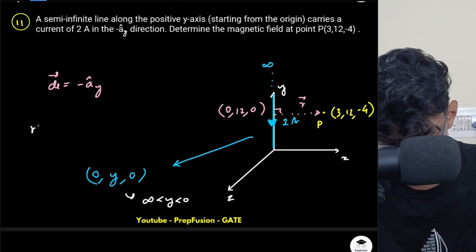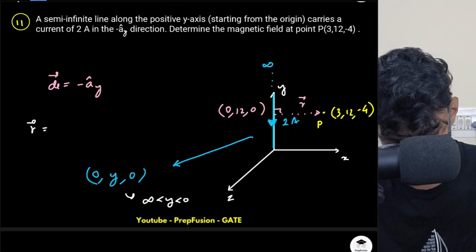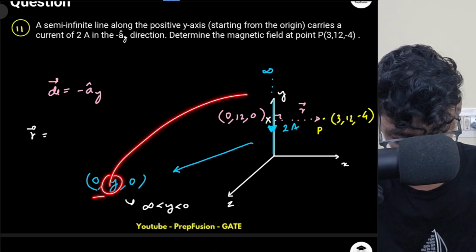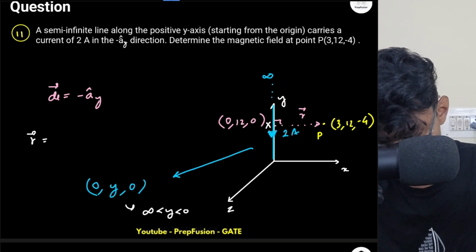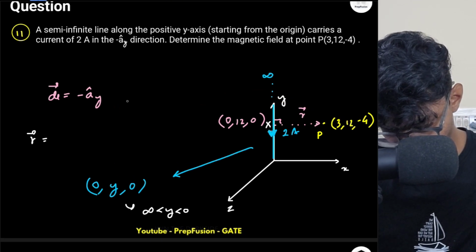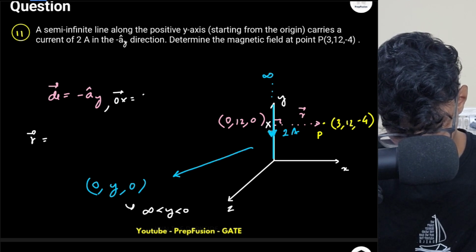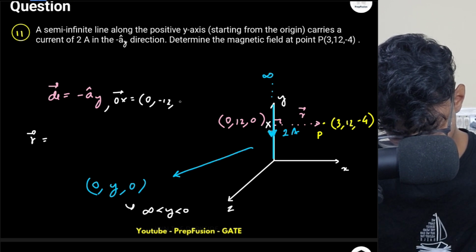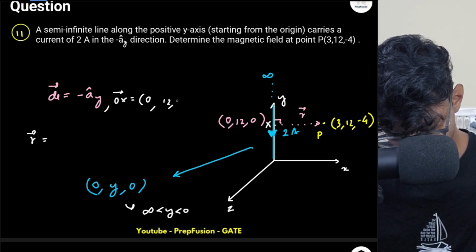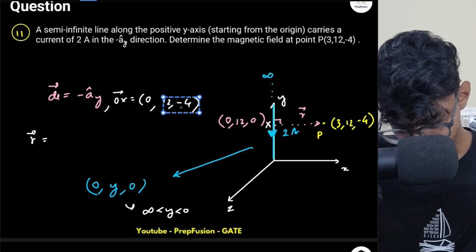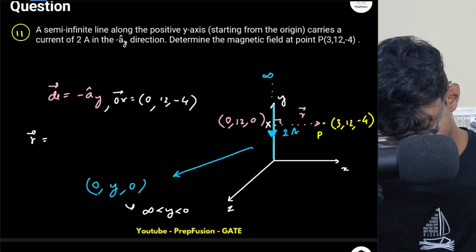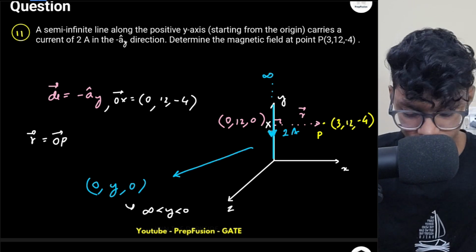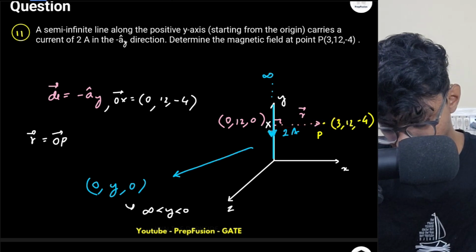So now what will be my r vector? Let's assume this has some position x. So x will always be equal to 0, and this y will be the same as this 12. So my OX vector is 0 comma 12 comma minus 4. Now I can say that the r vector should go outwards from the point P, so it will be OP minus OX.